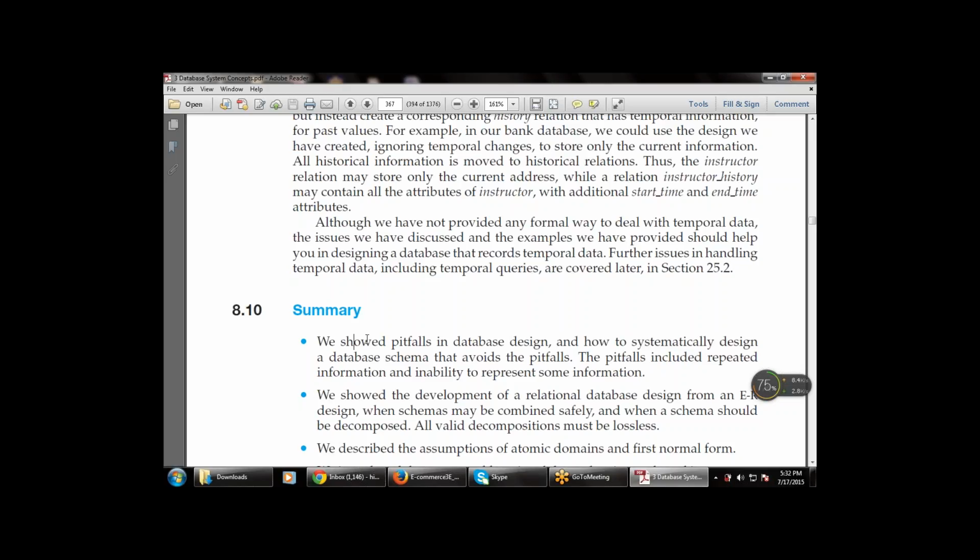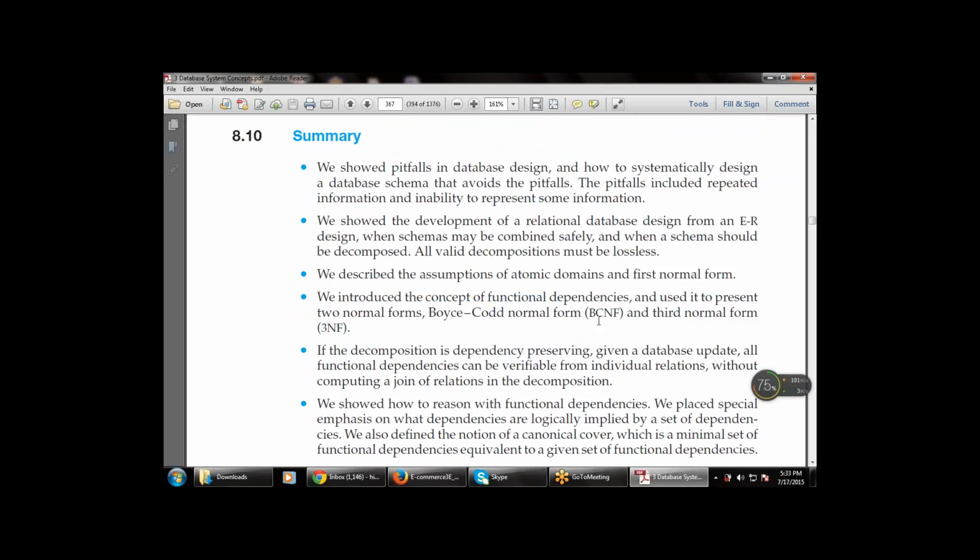Next point says we showed the development of a relational database design from an ER design, when schemas may be combined safely and when a schema should be decomposed. All valid decompositions must be lossless. Every decomposition that is used must be a lossless decomposition. We described the assumption of atomic domains and the first normal form. We introduced the concept of functional dependencies and used this to present two normal forms, the Boyce-Codd normal form and the third normal form.